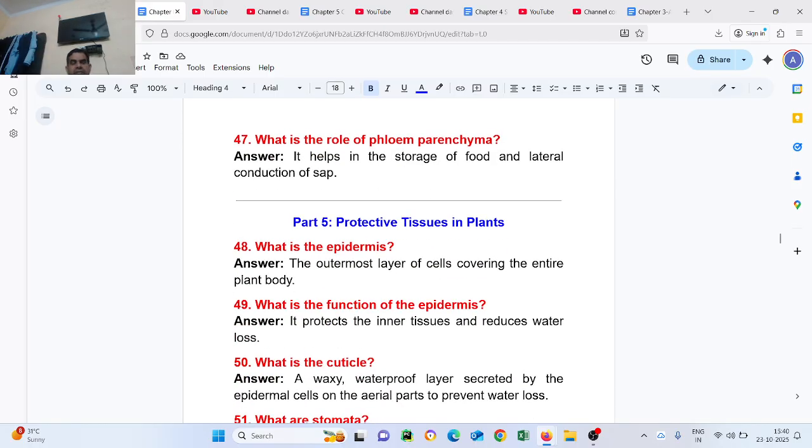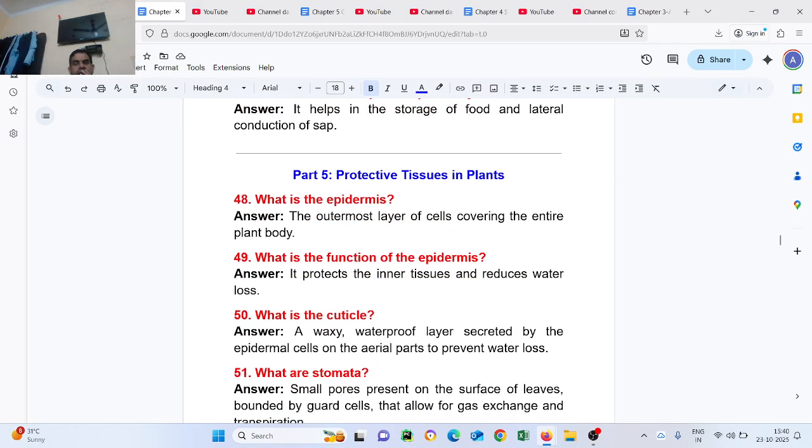Question number 49. What is the function of epidermis? Answer: it protects the inner tissue and reduces water loss. Question number 50. What is the cuticle? A waxy, waterproof layer created by the epidermal cells on the aerial parts of the plant to prevent water loss.